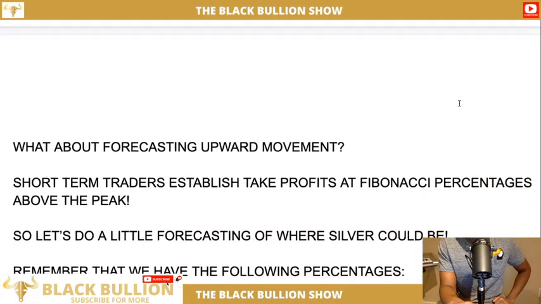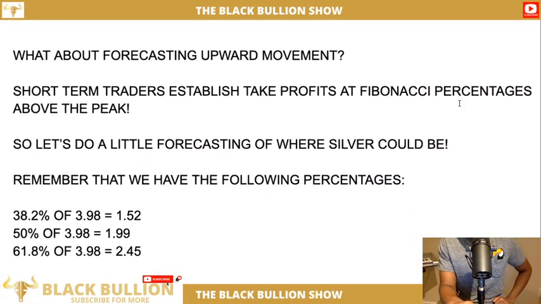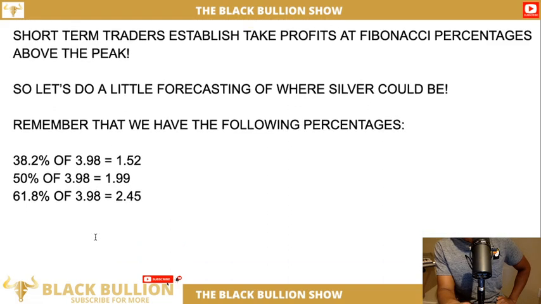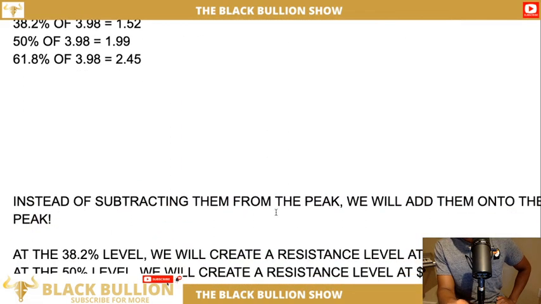Let's continue. Well, what about forecasting upward movement? So this is the stuff that we will be focusing on to figure out what we could possibly see in the future. Short-term traders establish take profits at Fibonacci percentages above the peak. Take profits is similar to stop losses, but it's the opposite. So let's do a little forecasting where silver could be. Remember that we have the following percentages: 38.2% of 3.98, and so on and so forth. Instead of subtracting them from the peak, we will add them onto the peak.